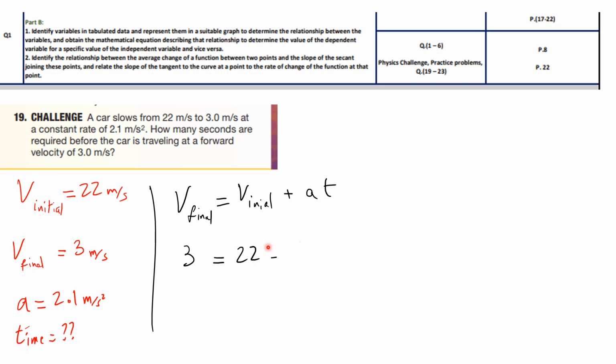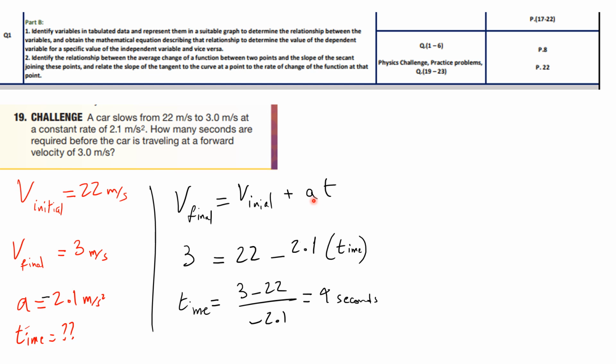So we apply this equation, v final equals v initial plus at. But in this case, as I told you, acceleration is negative because it's slowing down. You have to be aware of that. So v final, which is 3, equals v initial 22 minus acceleration 2.1, minus 2.1 multiplied by the time. So by simple use of a calculator or by arranging the equation, we get that the time is 9 seconds. So for the car to slow down from 22 to 3 meters per second at this constant rate, it will take 9 seconds.